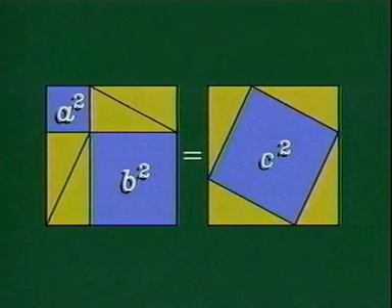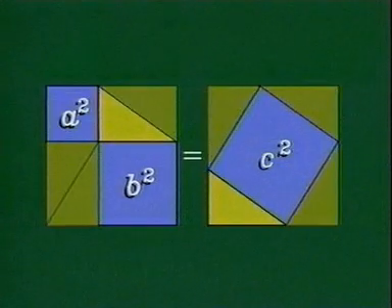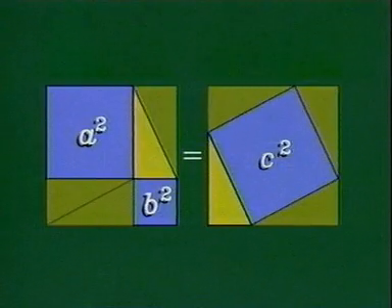the large one. To see why, make 4 copies of the right triangle. Put this here for reference. Now slide the triangles around and just keep track of the areas of the blue regions. And we see that a squared plus b squared is always equal to c squared.